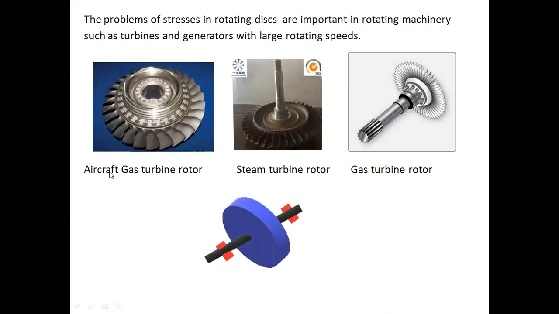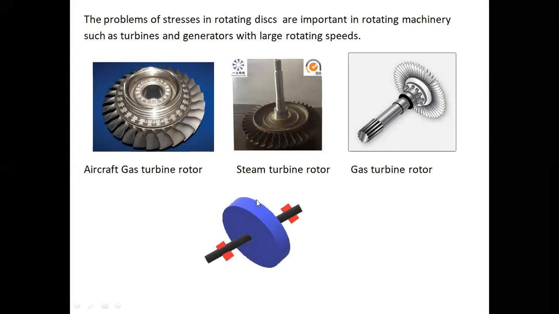I'll show you some of the turbine disks. This is an aircraft gas turbine rotor. This is a steam turbine rotor. This is again a gas turbine rotor. And this is my own rotor. This is a rotor mounted on a shaft, and the shaft is held on two bearings, radial bearings.